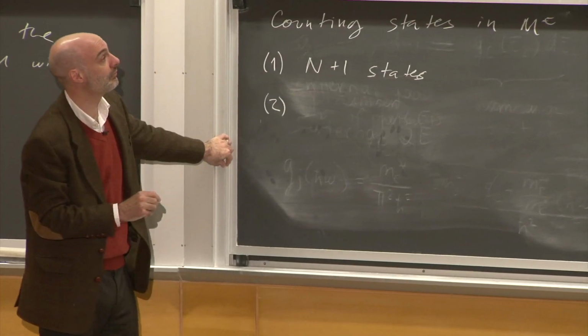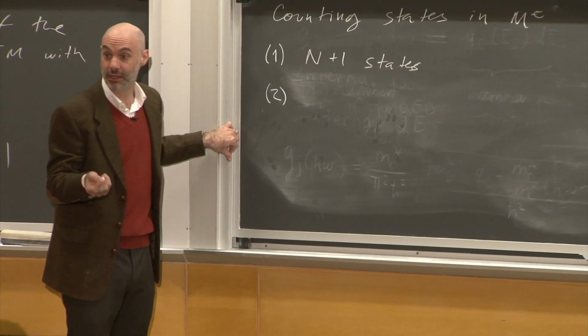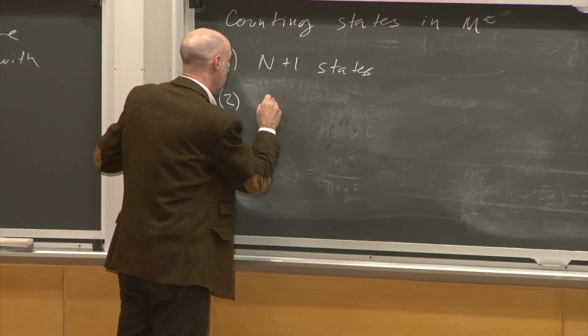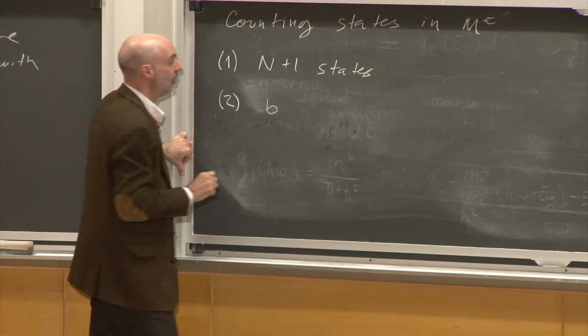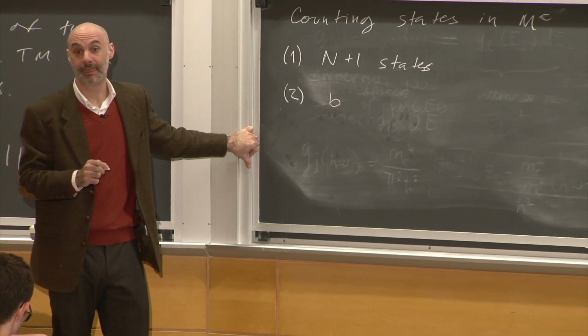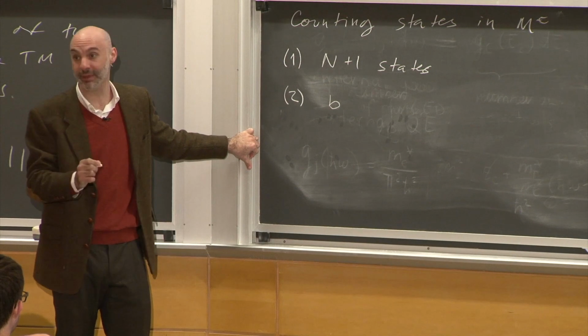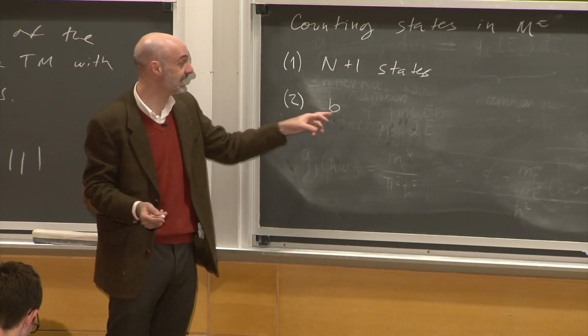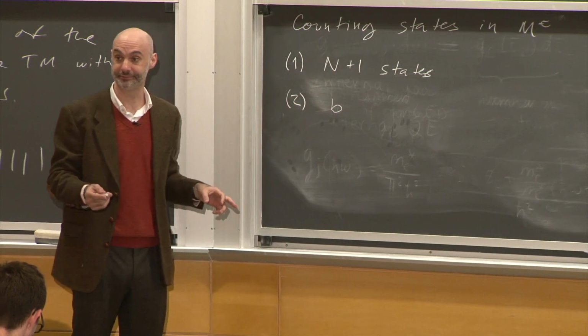OK. For 2, we need to duplicate the string. So that just requires some number b, which is independent of n. And that's the crucial thing. Doesn't matter how big it is, it just means that it's independent. But in fact, we know that it's quite small. In fact, I think that designing such a Turing machine is a homework exercise.